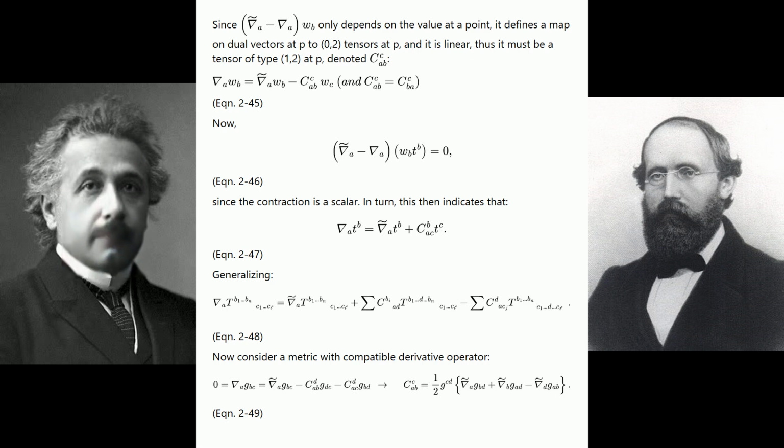Gradient sub A W sub B equals gradient tilde sub A W sub B minus C sub AB to the C power times W sub C, and C sub AB to the C power equals C sub BA to the C power. Equation 2-45. Now, see equation 2-46, since the contraction is a scalar. In turn, this then indicates that, see equation 2-47. Generalizing, see equation 2-48.